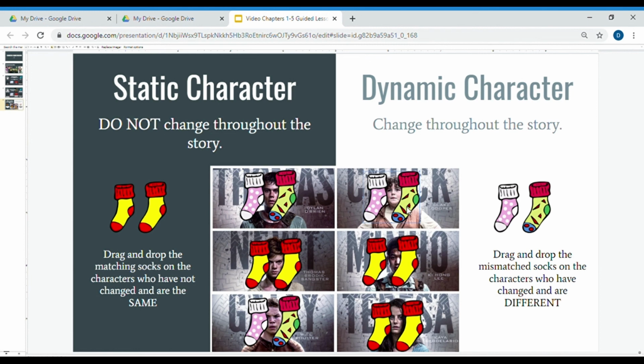So using these guided reading notes, you can complete the rest of your lessons for this week.